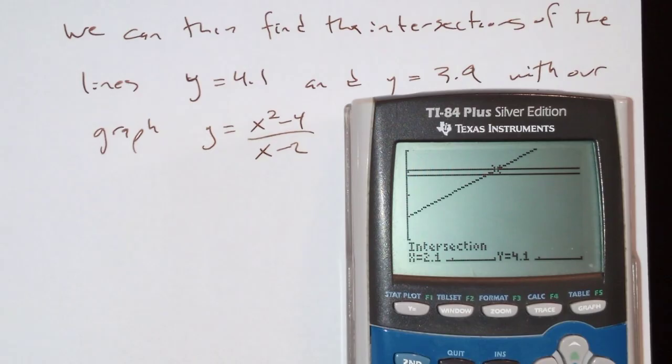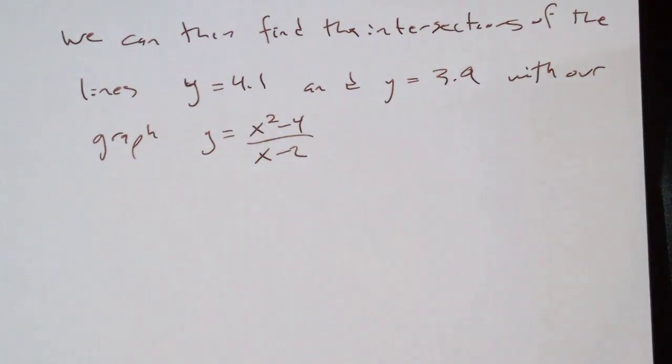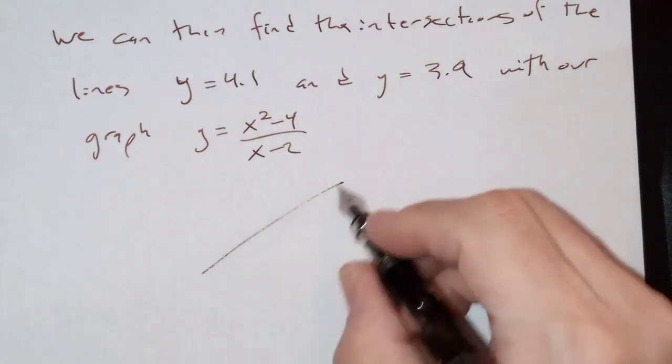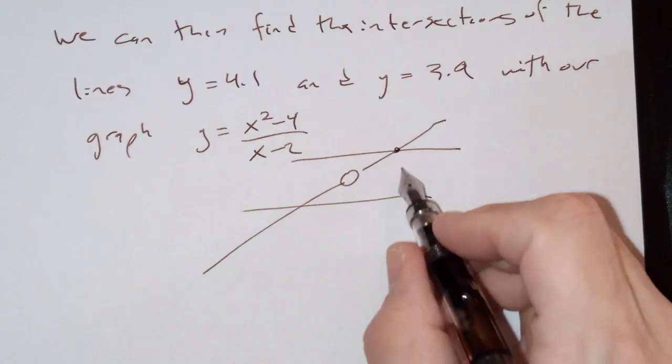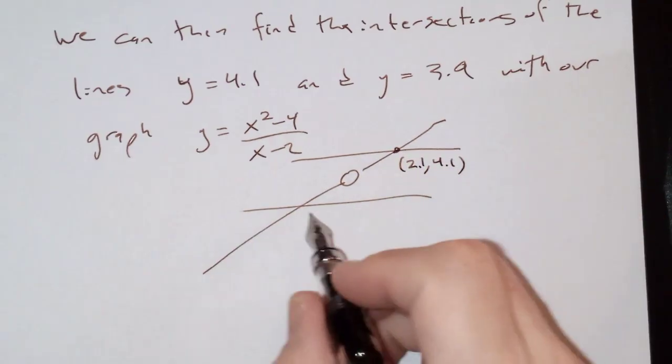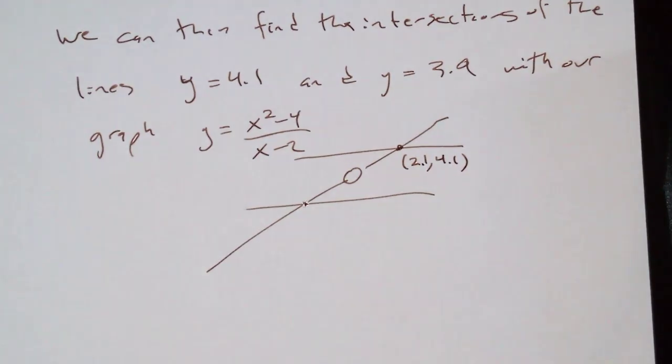Do the other one. Where does 3.9 cross this curve? What are the coordinates of that point of intersection?